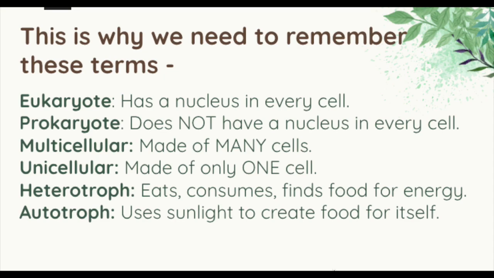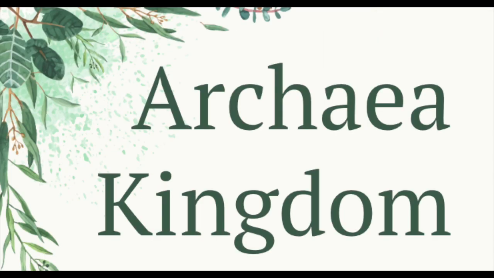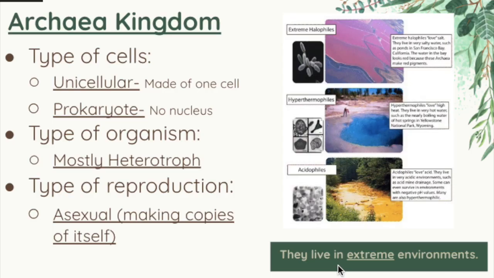The first kingdom that we're going to start with learning about is called the Archaea kingdom. All organisms placed in this kingdom are unicellular. Again, what that means is they're made of just one cell. That one cell does not have a nucleus, which makes them prokaryotes. Most of the time, they get their energy from consuming or taking in food from their surroundings. And they reproduce asexually by simply making a copy of itself and then dividing into 2.